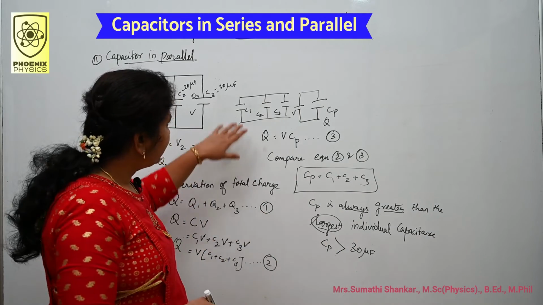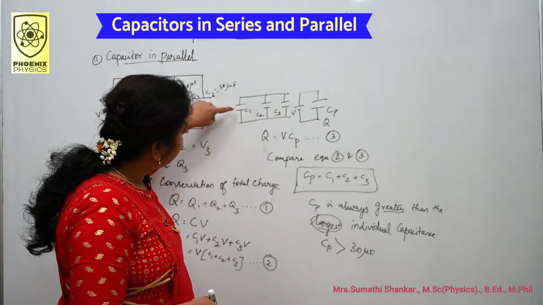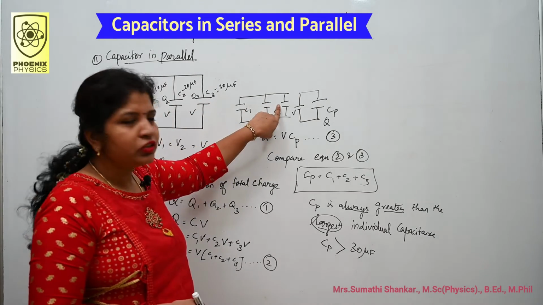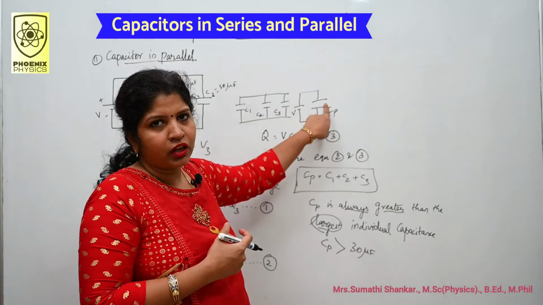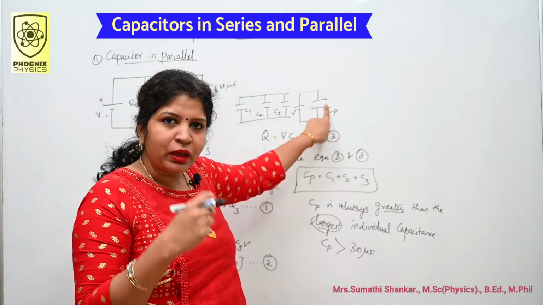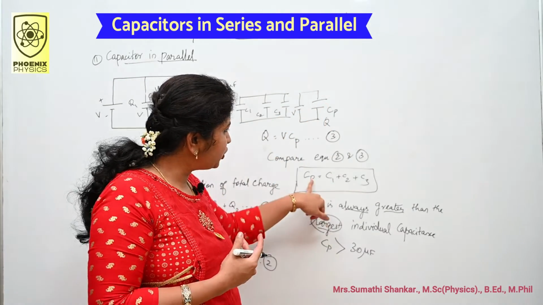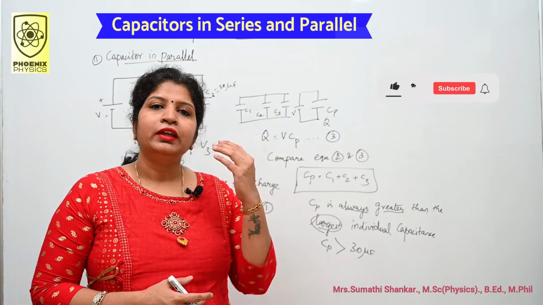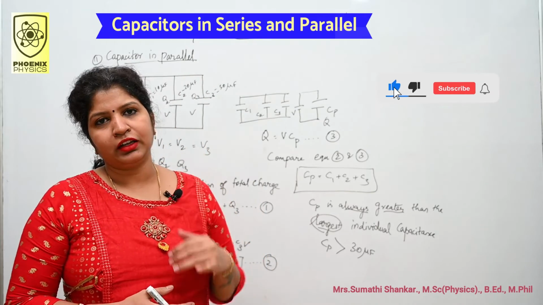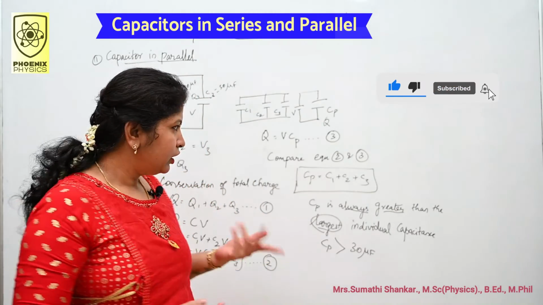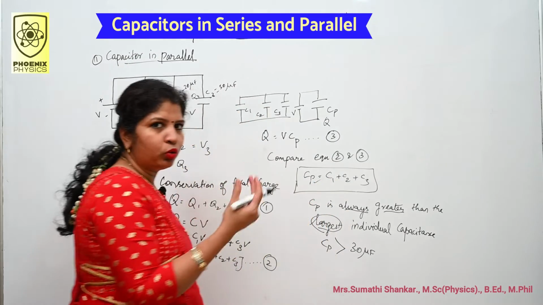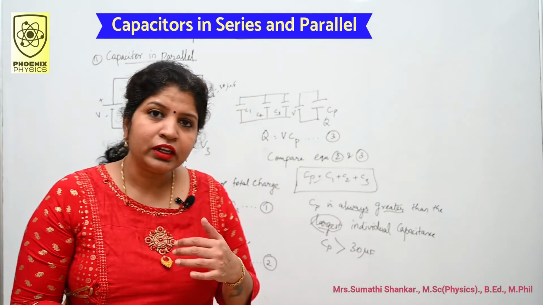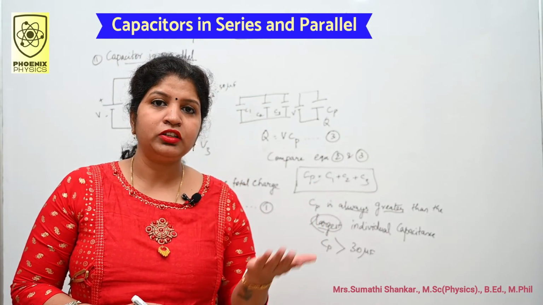Another important point is, in a parallel connection, the area of each capacitor adds to give a more effective area such that the total capacitance increases. Why do we use capacitors in parallel connection? When the capacitors are connected in parallel, the total capacitance value is increased. That is why we are using parallel connection.